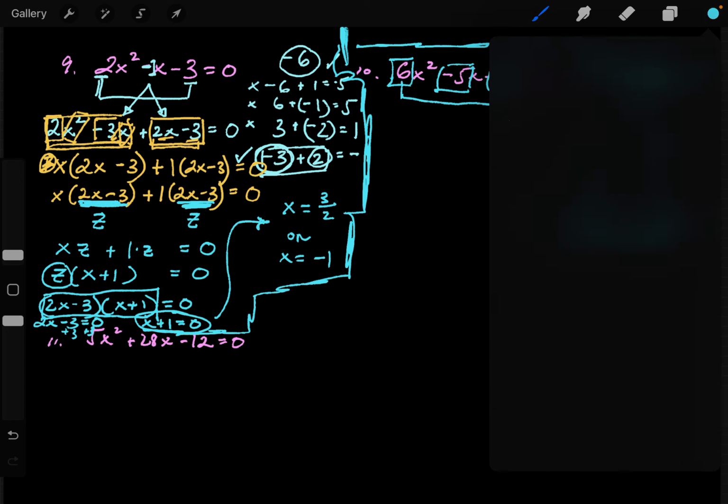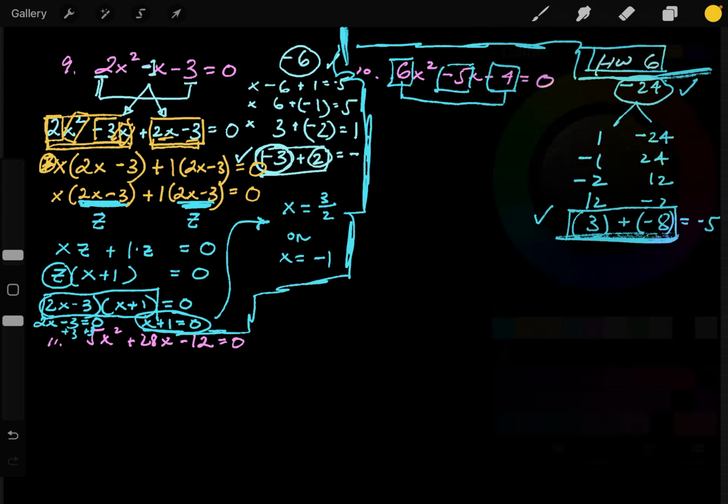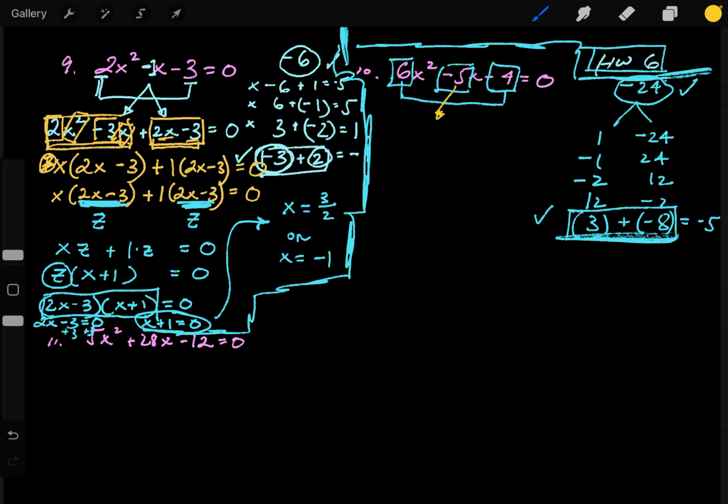And all these two numbers do is tell me how I want to split this middle term. So now I've got 6x squared, which stays the same. But -5x now becomes plus 3x minus 8x minus 4. It would not have mattered if I switched these two. I would have gotten the same result, but in a slightly different way. So it doesn't matter which one you put first.